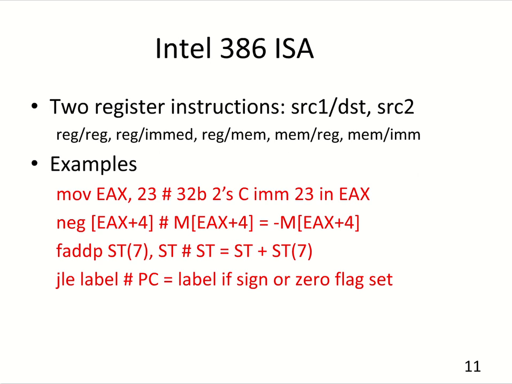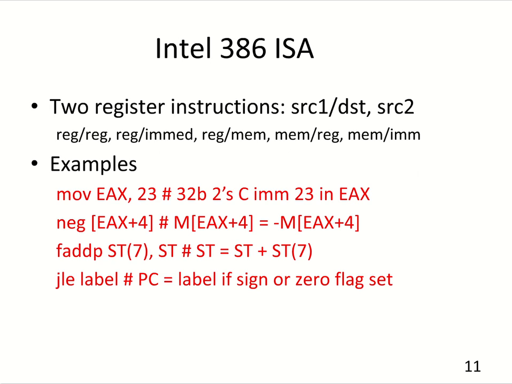For example, the move instruction, the first one here, will essentially take the immediate value 23 and move it into register EAX. The negate instruction only takes one operand. It actually reads the contents of memory at EAX plus 4, negates them, and stores the negated value back to the same location. Here's an example of a floating point instruction.